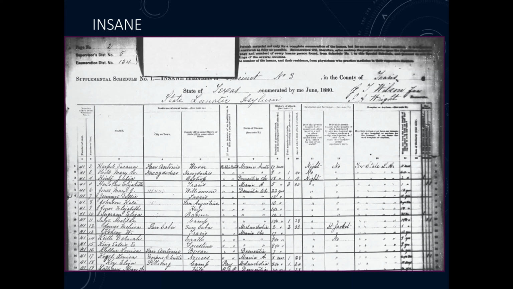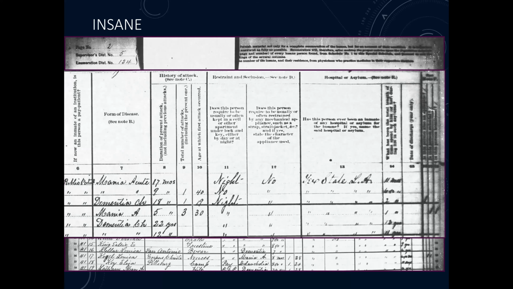This is the state lunatic assignment. So some of the columns here are history of the attack, the duration of the attack, the number of attacks that they had, the age at onset, is the person kept in a cell, is the person restrained, has the person been in a hospital, what hospital, and then the total length of time in that hospital or that institution. So again, these are only 1880, but they're giving us that family history rather than just that genealogy and that pedigree chart. So these are digitized images.